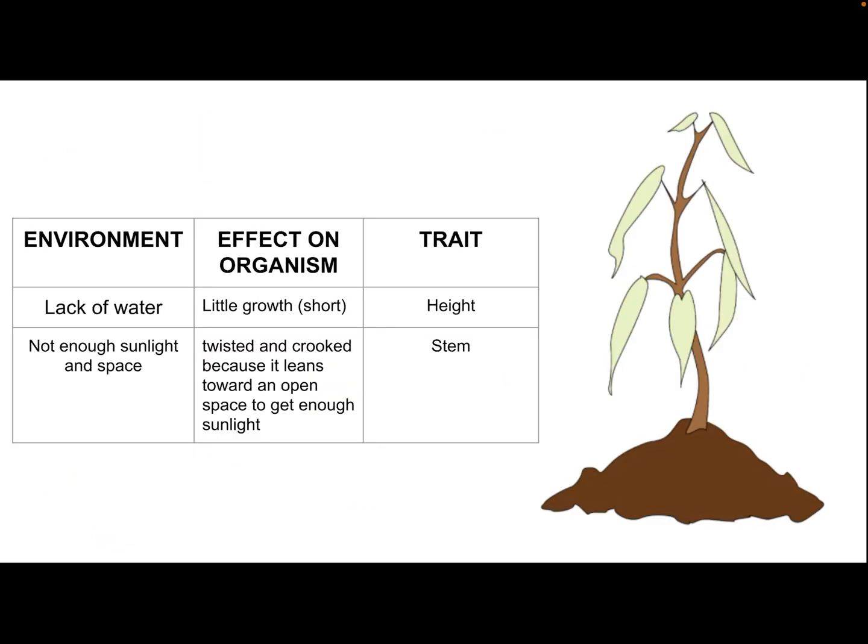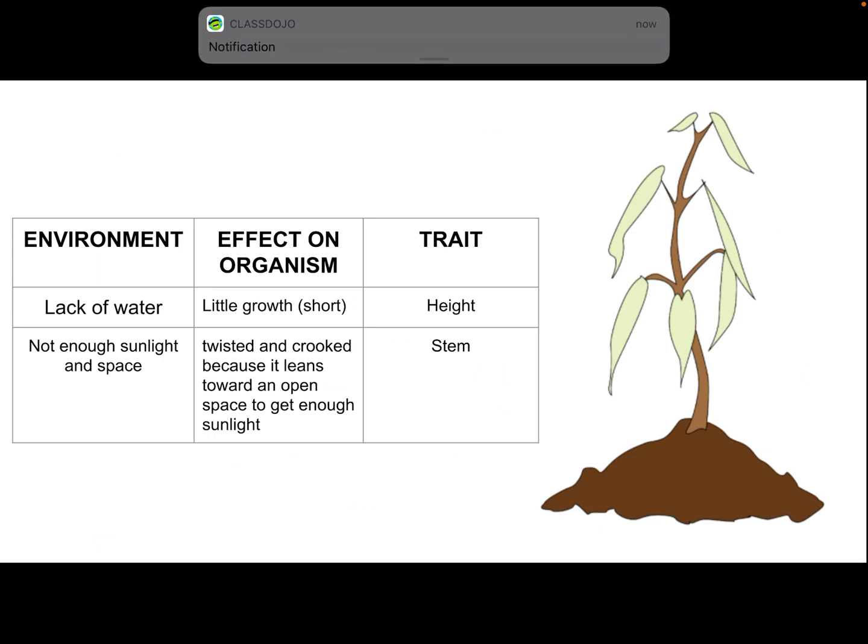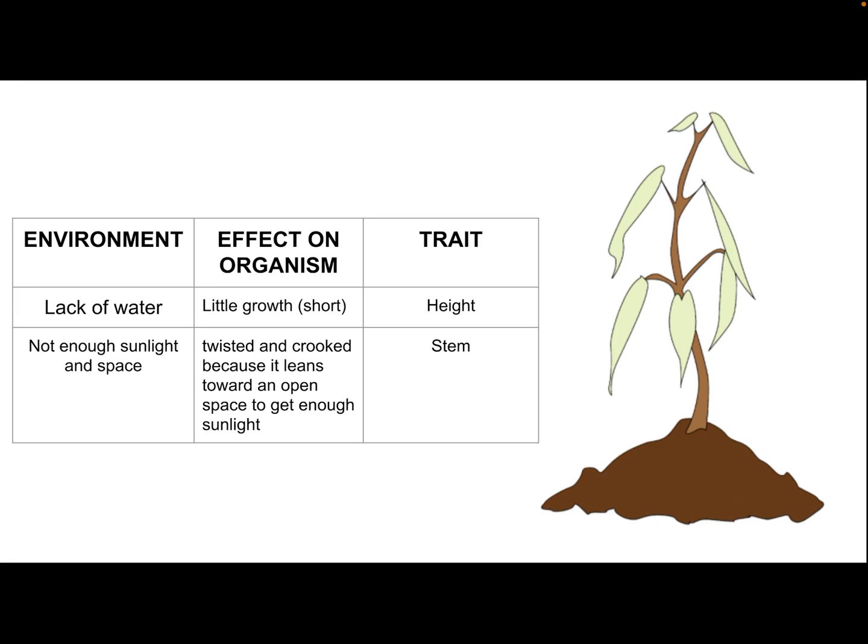Now let's look at a not so lucky plant. This plant has a much different environment. This plant has lack of water, so it doesn't have very much. When it has lack of water, it doesn't grow very tall. It's very short. So having lack of water does affect its physical trait.